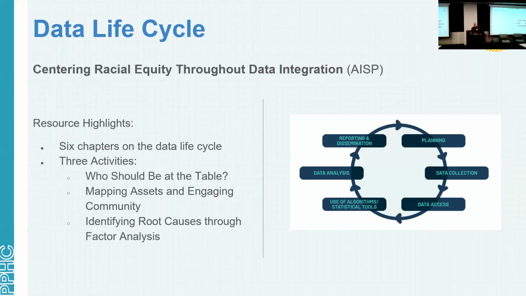So one example in the data lifecycle category is the Racial Equity Throughout Data Integration Toolkit from the AISP. This toolkit includes 6 comprehensive chapters, starting with planning and then going through the phases you see listed here all the way to dissemination. Each chapter includes guiding questions, positive practices, and a real-life example of the work in action. Outside of the 6 chapters, there's also 3 different activities that a researcher can complete. Activity 1, who should be at the table, helps outline how researchers can identify, assemble, and gather a group of diverse stakeholders. Activity 2, mapping assets and engaging the community, helps researchers develop an understanding of the local context. And activity 3, identifying root causes through factor analysis, helps researchers to identify factors and causes for observed outcomes in administrative data.